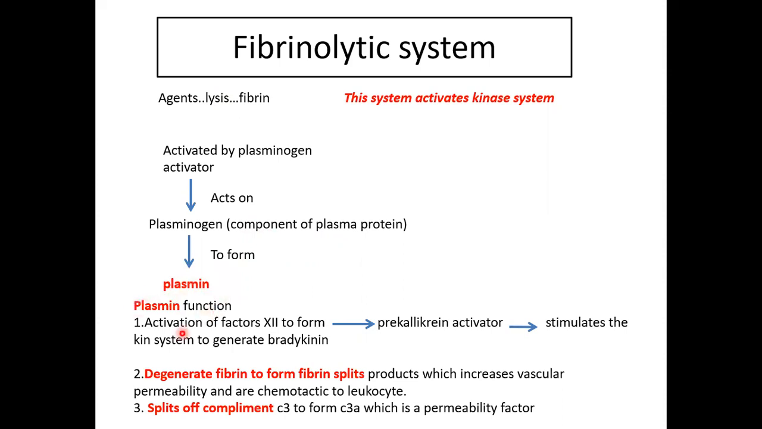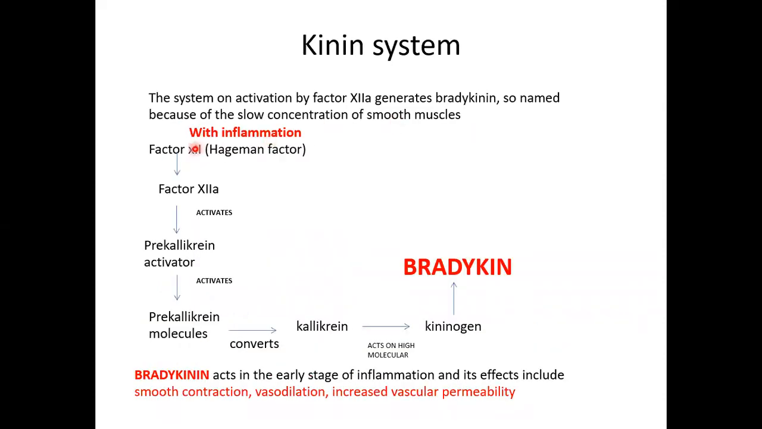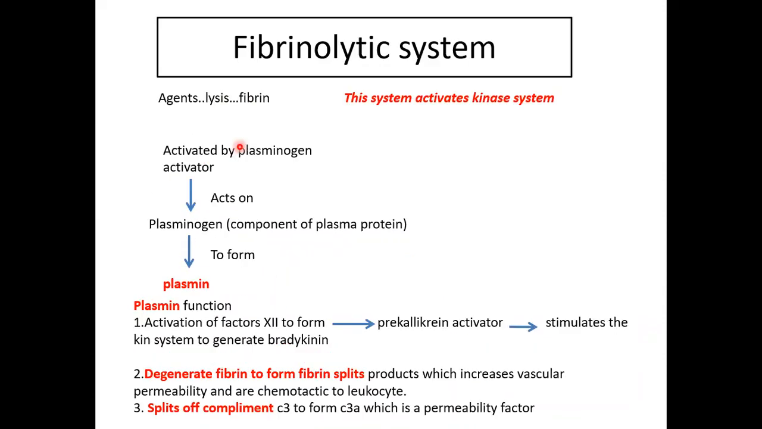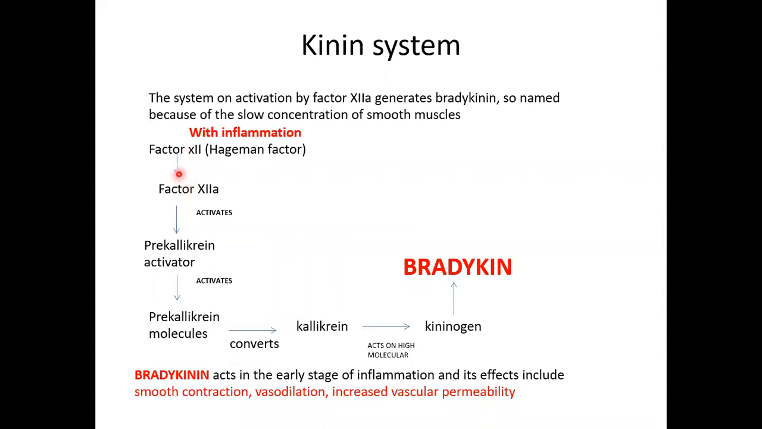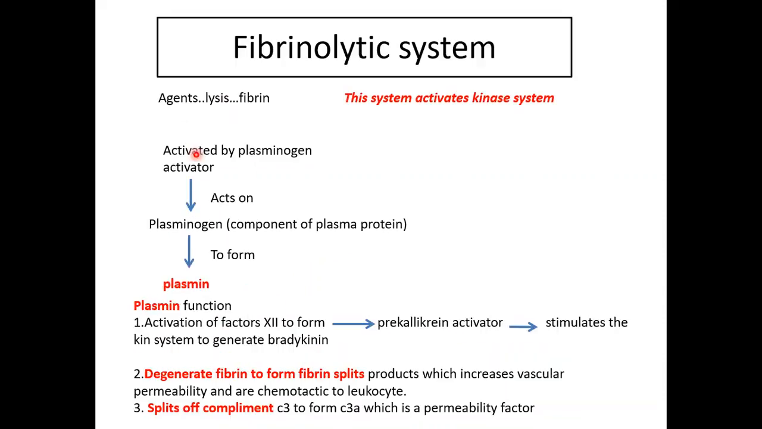Plasmin functions in the activation of factor 12 to form the kallikrein activator, to stimulate the kinin system to generate bradykinin. So this system activates the kinin system. For the kinin system, factor 12 is involved. Before factor 12 starts its activity, it needs to be activated. When the fibrinolytic system is active in plasma, it activates factor 12 and the kinin system. So this system activates the kinin system.